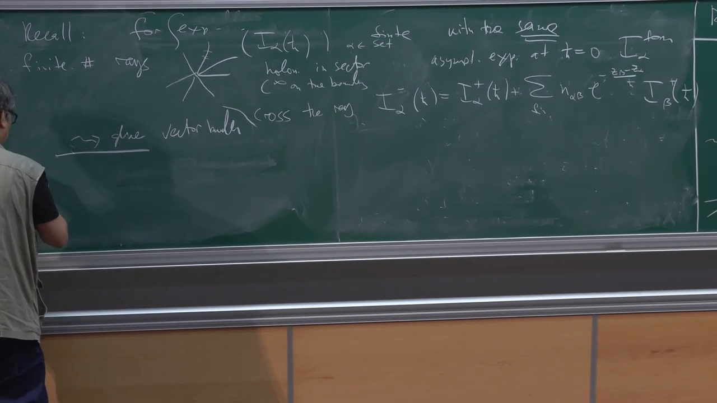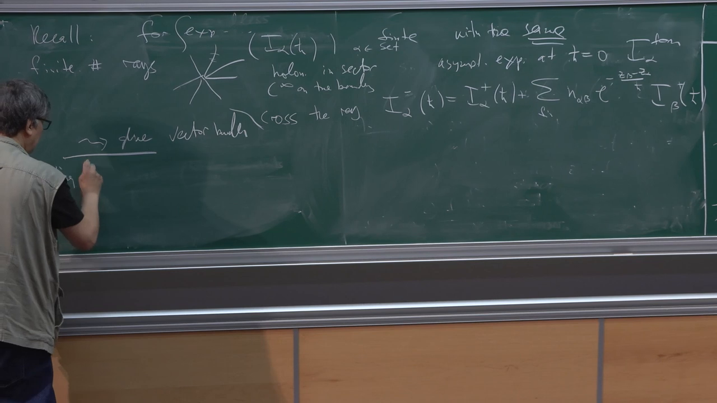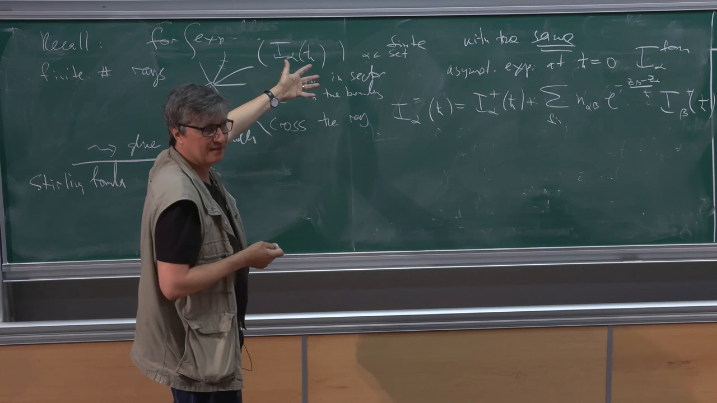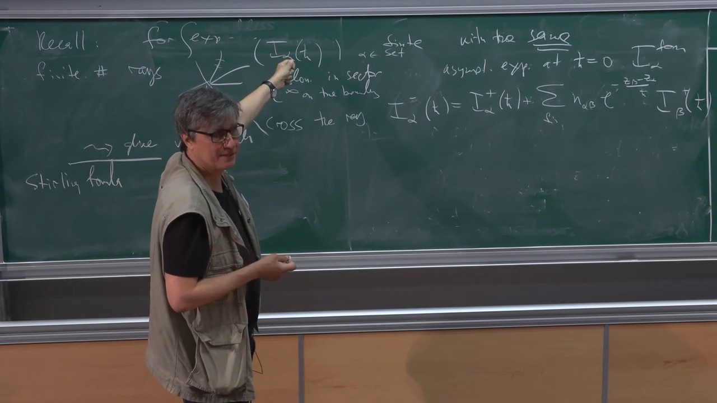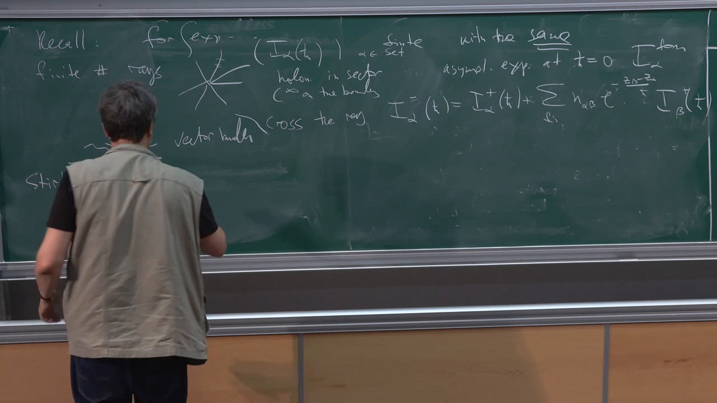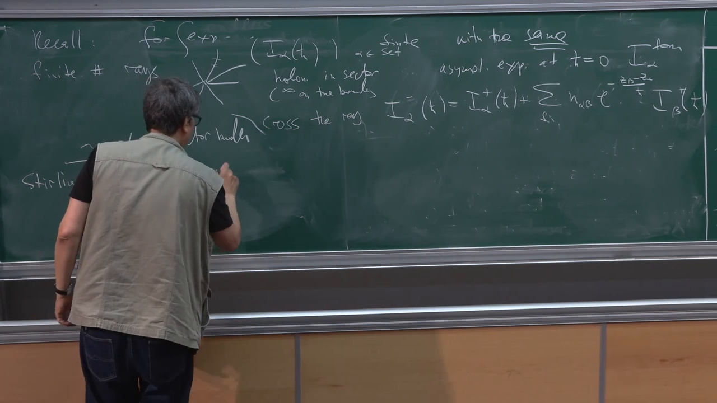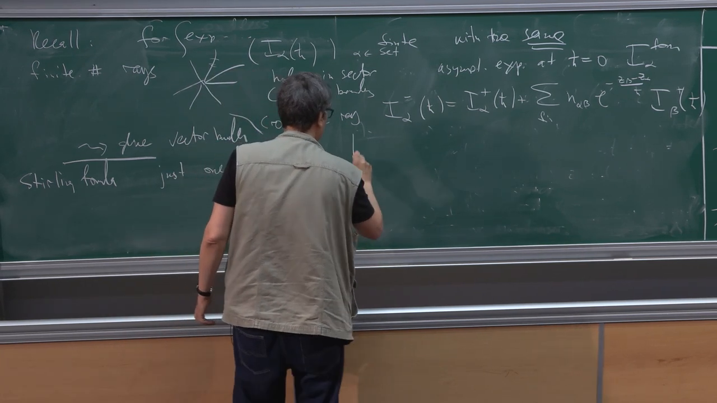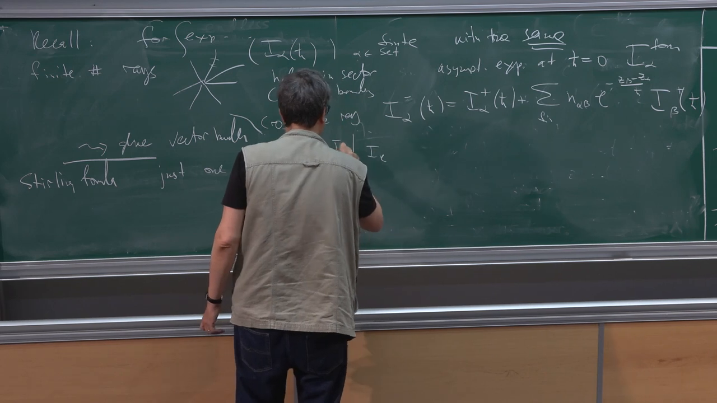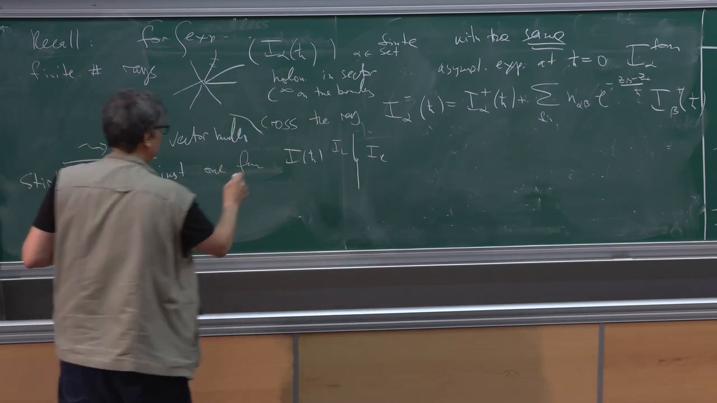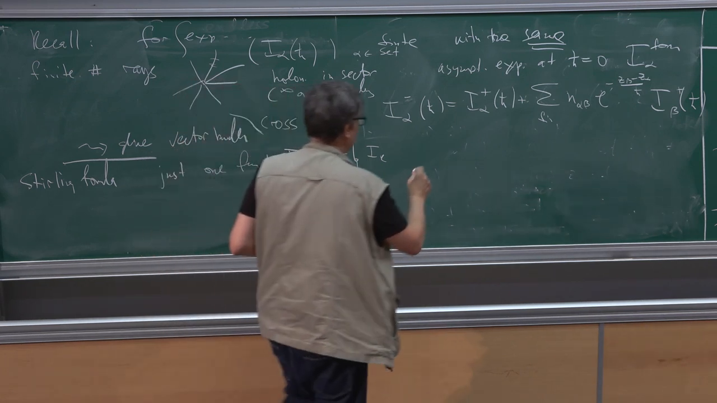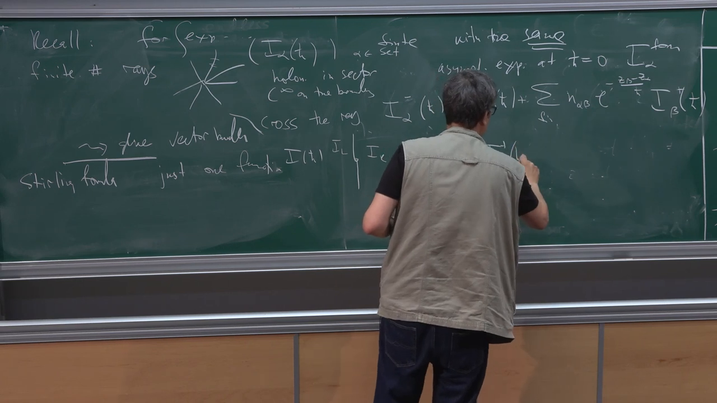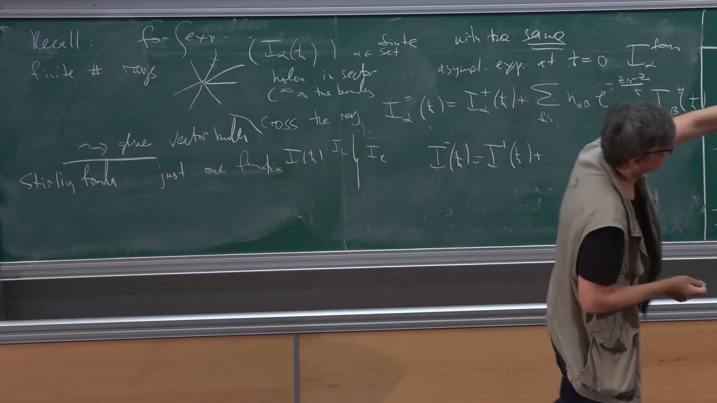Now with the Stirling formula, we have only one function. There are infinitely many series, but they all coincide with each other. We have just one function. Outside two rays, we have just one function. And it satisfies this property if I cross the ray, it's h plus, plus some exponentially small terms.